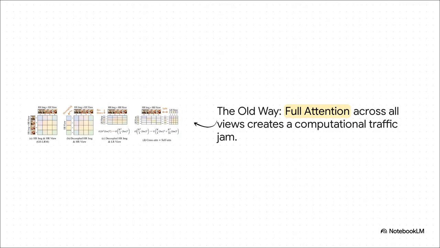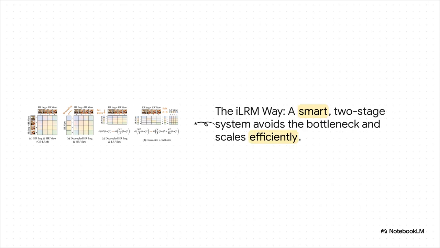Now, to get the next innovation, you gotta look at the old way. In a lot of previous models, every little piece of information from every photo tries to talk to every other piece of information all at once. It creates this massive computational traffic jam. The cost just skyrockets, making it basically impossible to scale up. iLRM dodges that traffic jam with a brilliant two-stage attention system.